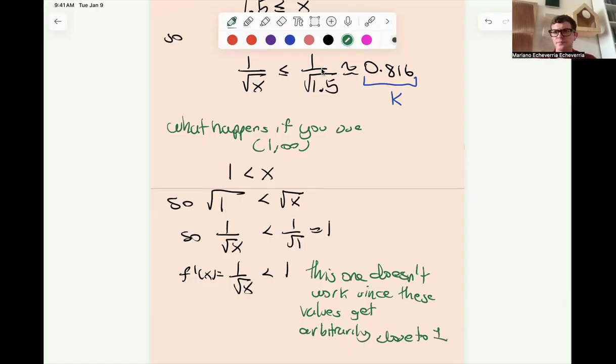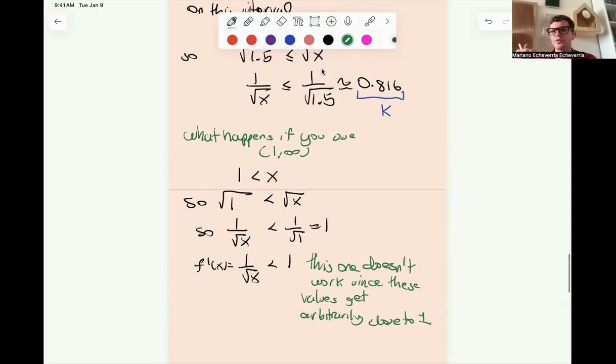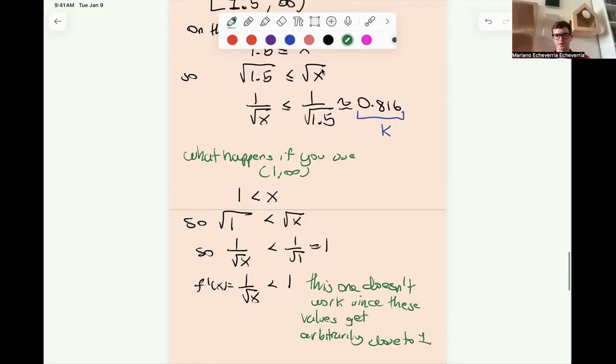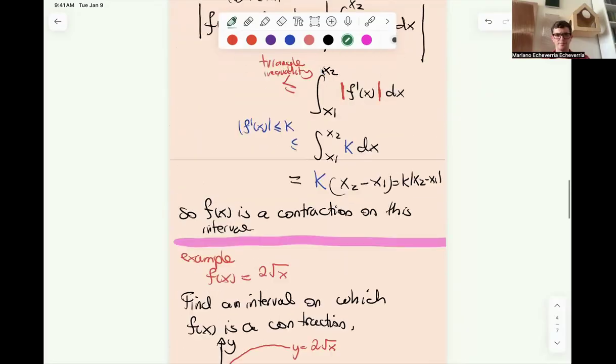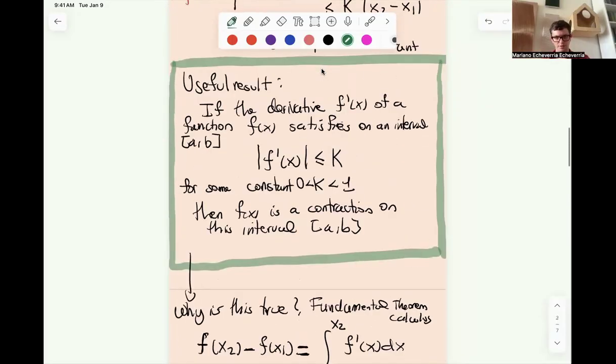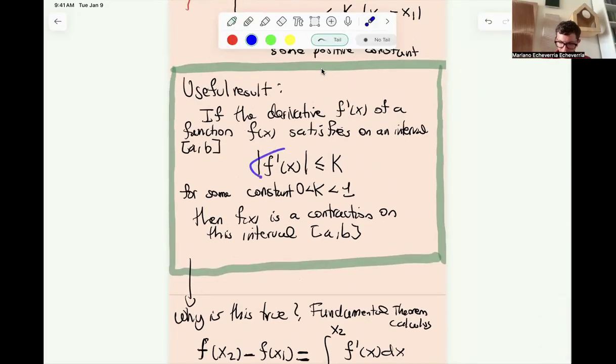Is that making sense? So basically, when you have a contraction, you want the derivative not just to be less than 1. You want it to be less than 1 by some fixed amount, which is how I wrote it here. I wrote that the derivatives had to be less than k, where k was less than 1. You're not allowed to get close to 1.